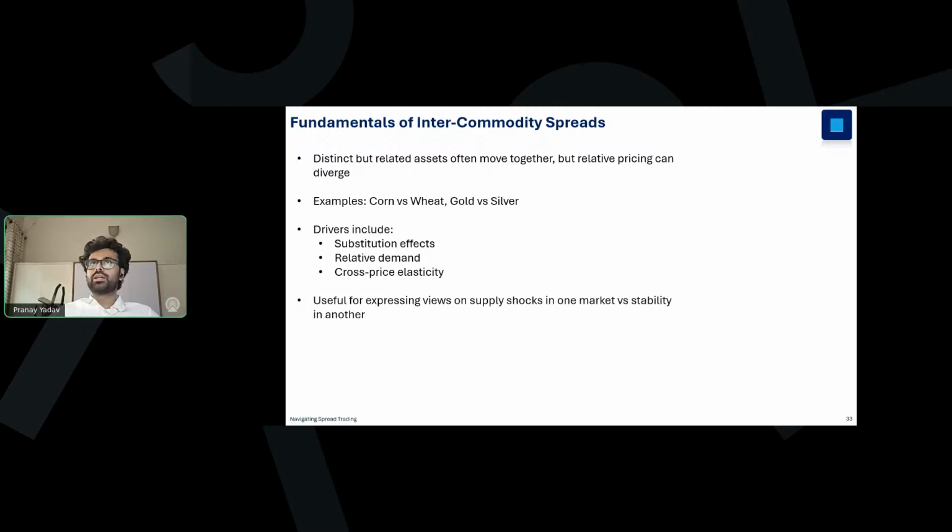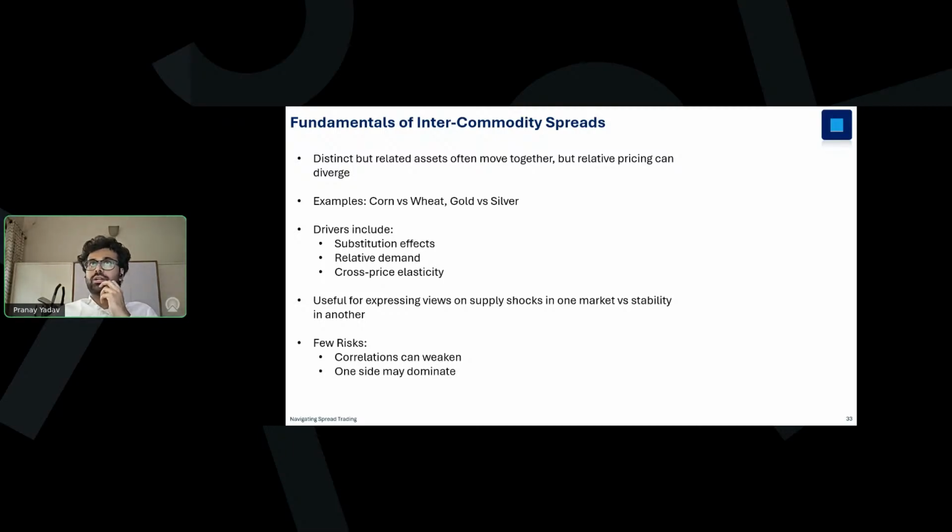Putting it all together, intercommodity spreads are useful for expressing views on supply shocks in one market versus stability in another. There are a few risks in expressing views using intercommodity spreads, including the fact that correlations can weaken. As we saw, gold and silver correlation can, of course, break. We saw it break multiple times past year. Corn and wheat correlation similarly can break during certain periods.